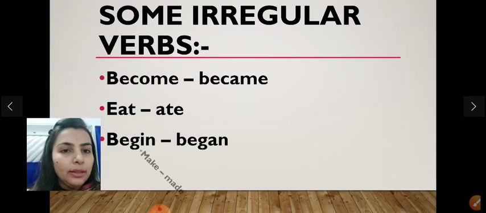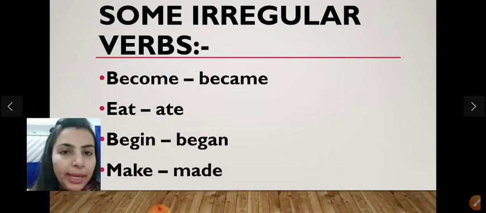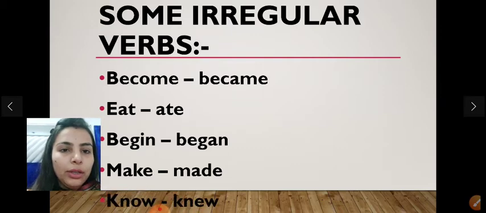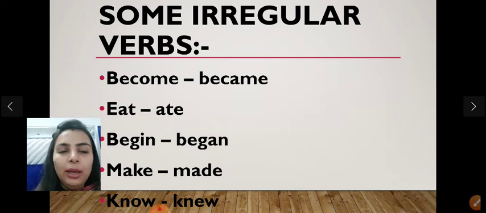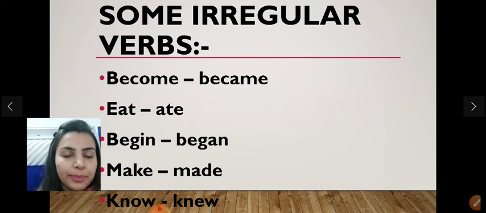past tense. Make becomes made. Now, know becomes knew. Become becomes became, eat, ate, begin, began, make, made, know, knew. So these are some irregular verbs which you use as a past tense.